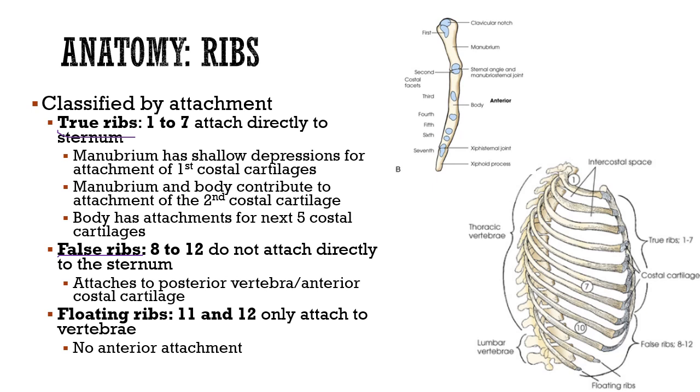They do not attach directly to the sternum. They attach to the posterior vertebra and the anterior costal cartilages. The 11th and 12th ribs are called floating ribs since they have no anterior attachment.